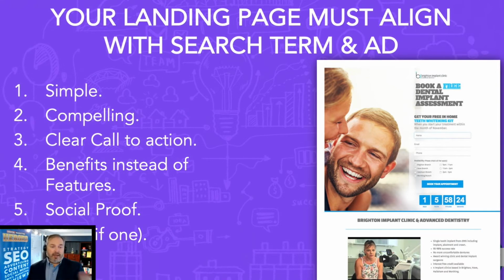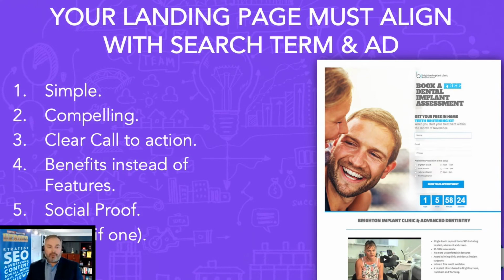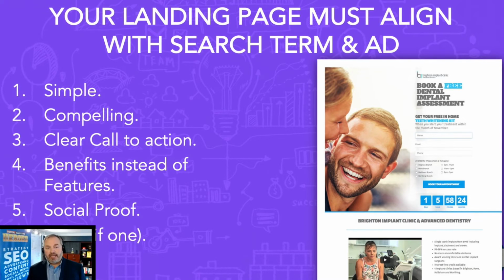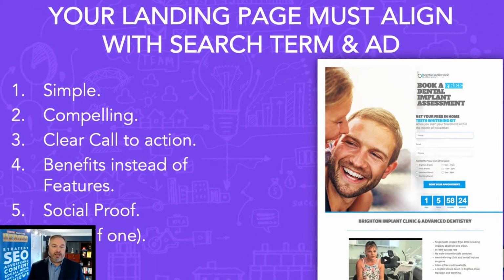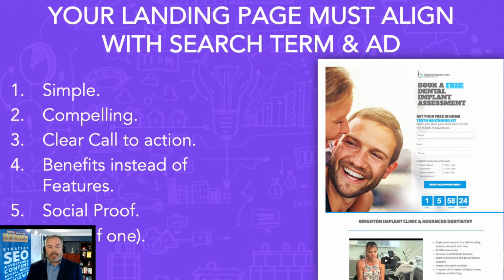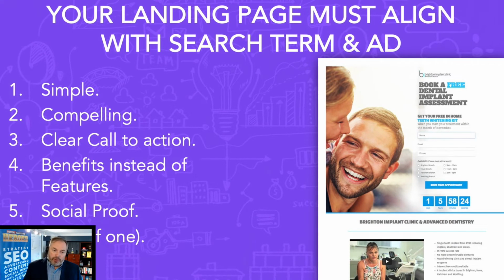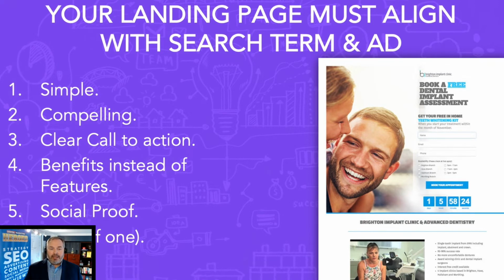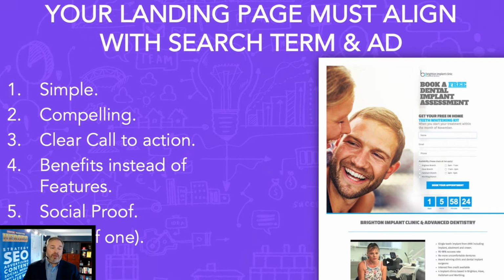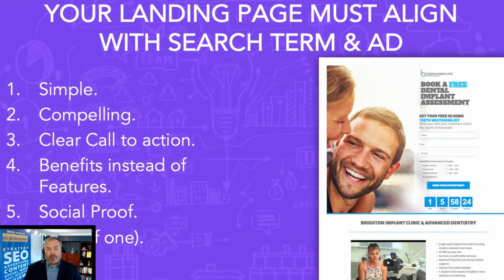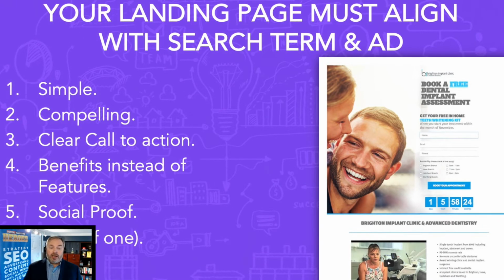In this example, there's actually a countdown timer for when they can get this dental implant assessment and free teeth whitening kit. So there's lots of things you can offer, but you need to be really clear and you need to make it compelling. And it needs to be clear on what they have to do in order to get what you're offering. You want to talk about the benefits.